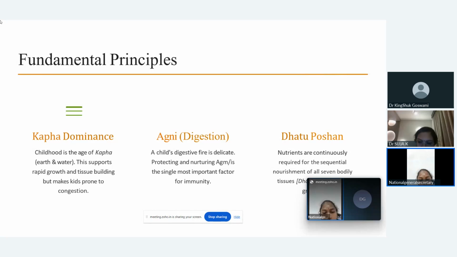Could you comment on which type of Ayush Ahar should be specially given for the mother and the child? Like the type of food, ma'am.